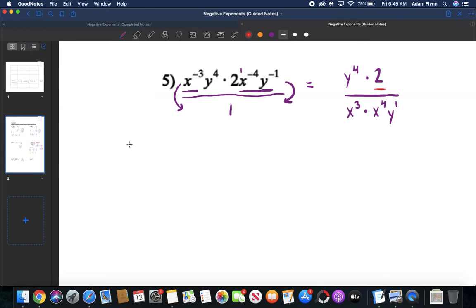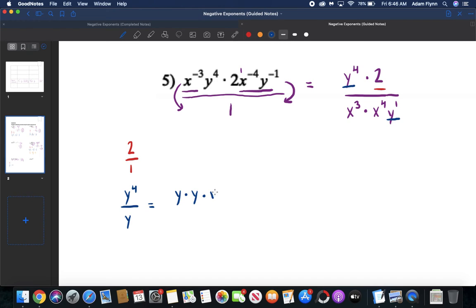So for my big numbers, I've got a 2 upstairs, and I've got a 1 downstairs. Okay, and remember I put that 1 downstairs because it appears that I don't have a number downstairs and I need something for the top and the bottom. 2 over 1 can't be simplified, so we're just going to leave it like that. We know in our final answer we're going to have a 2 upstairs. Next, I will take care of my, let's do my y's. I've got y to the fourth upstairs and y to the first downstairs. So y to the fourth over y. So I'll expand.